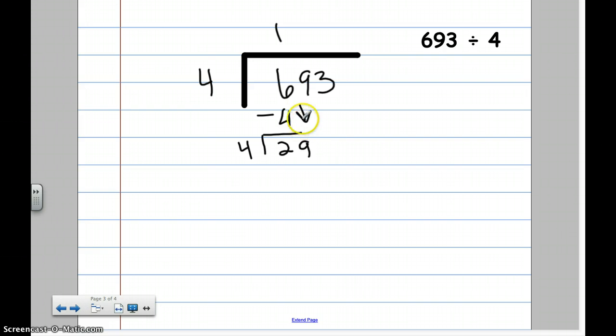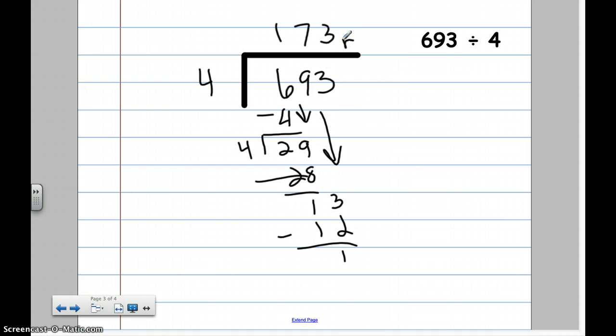Well, I know 4 times 7 is 28, so I'm going to put 7 up here. 4 times 7 is 28. Subtract, and I get 1. And I'm going to bring down the 3. 4 times 3 is 12. I'm going to put 12 underneath, subtract, and I get 1. So I have a remainder of 1. And that's my steps for division.